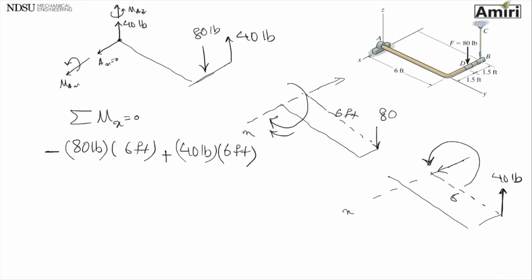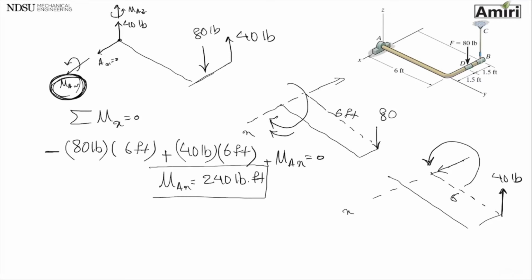And don't forget this, there is an unknown moment existing. So these are the only things that I have, moments about the x-axis. If you do the math, you're going to get the unknown moment that I'm trying to find, 240 pound-foot. And that's positive, which means the way I drew it was correct.